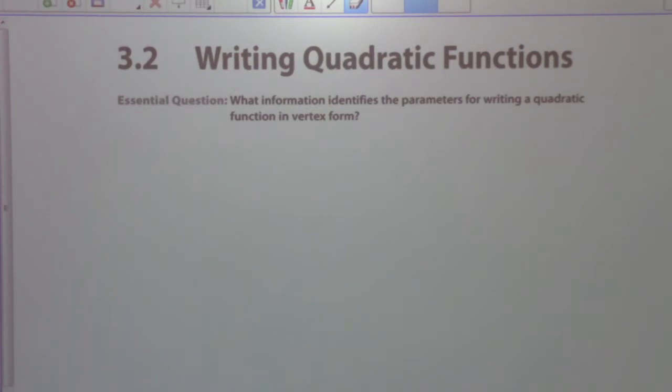So what do we know about the vertex form of a quadratic function? What does that look like? What does vertex form look like of a quadratic function? It's squared. It's squared, and what does the equation for it look like?